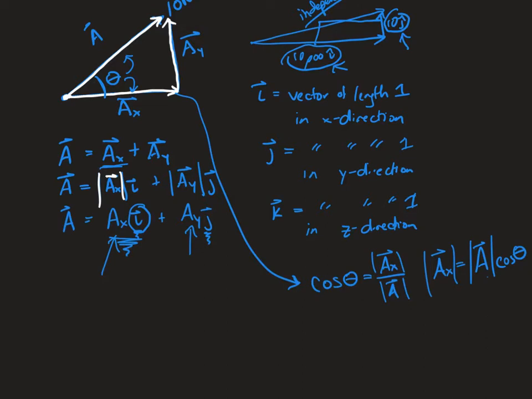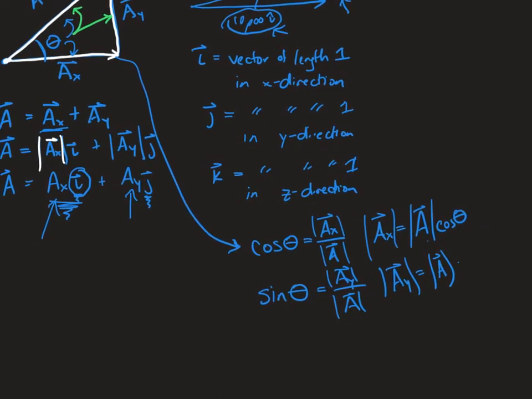Cool. Now I want to know what ay is. Relative to that angle, it's the opposite, and I'm going to use the opposite over the hypotenuse, which is the sine. The sine of theta equals the opposite, which is ay, the magnitude of that, divided by a, the magnitude of that. If we rearrange that, ay equals the magnitude of a times the sine of theta. So this is pretty cool.